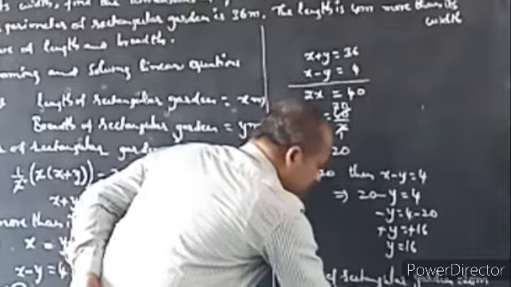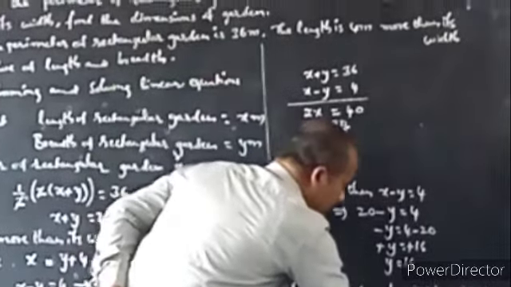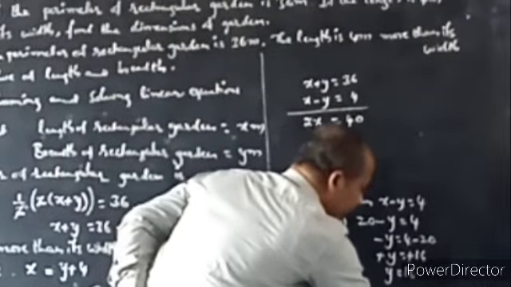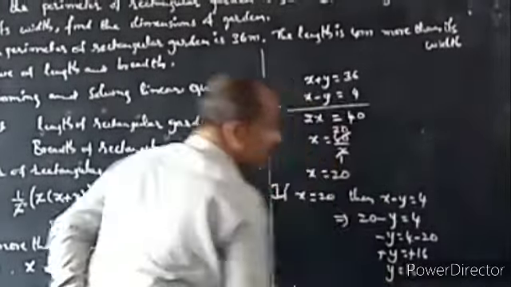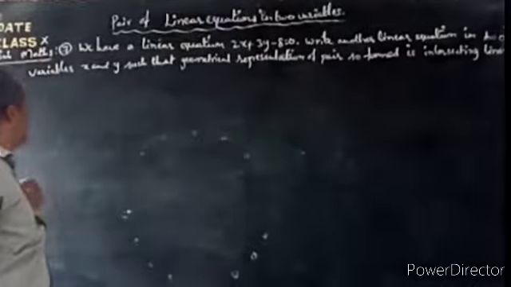16 meters. Rectangular garden is 16 meters. What is the seventh question?